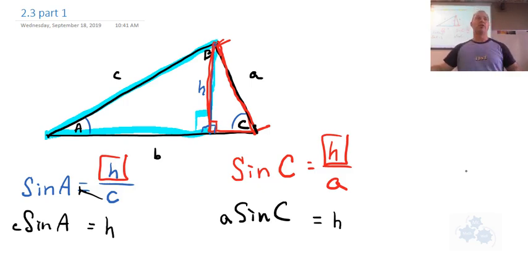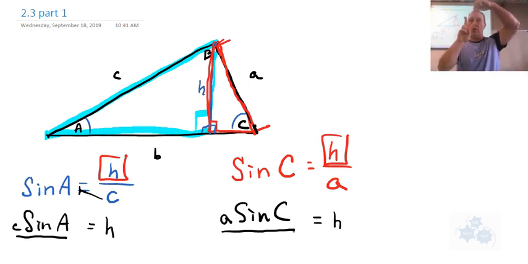So now we have two expressions, like c times sine of a and a times sine of c. They both equal the same thing. So if you have two things that equal the same third thing, that means that those two things are also equal to each other. Okay, what's that? The transitive property, I think.